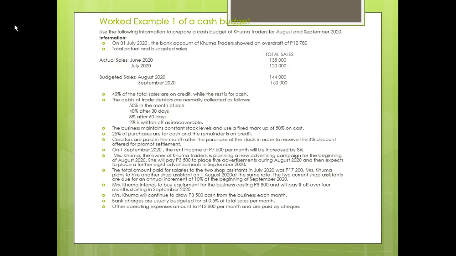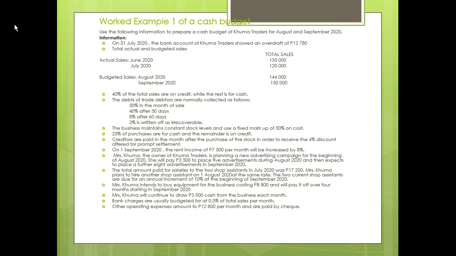We are now going to a worked example in a cash budget. I have a question to demonstrate how we prepare a budget. Use the following information to prepare a cash budget of Kuma Traders for August and September 2020. The information is as follows. On 31st July 2020, the bank account was 12,780.